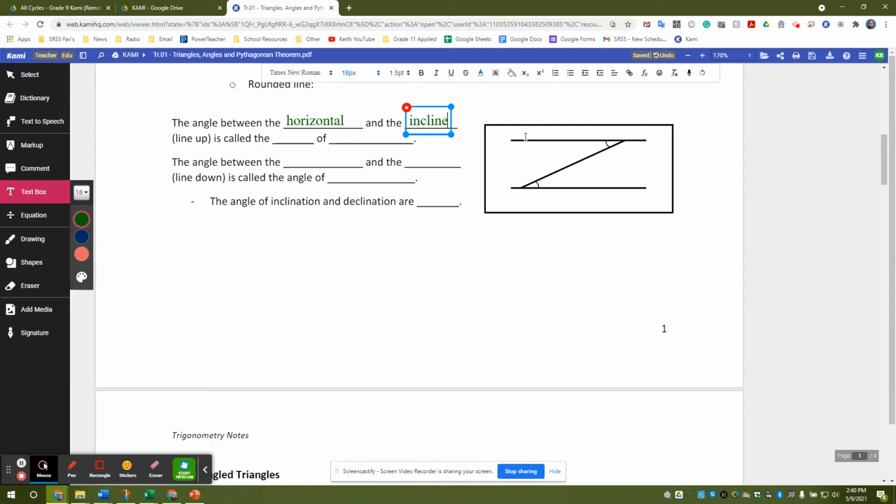So if we have a horizontal and an incline, this is called our angle of inclination. Now, when I say incline, we can talk about going up. So from here, we're going up, from here, we're going down, right? So here we're going up. So this angle right here is called the angle of inclination.